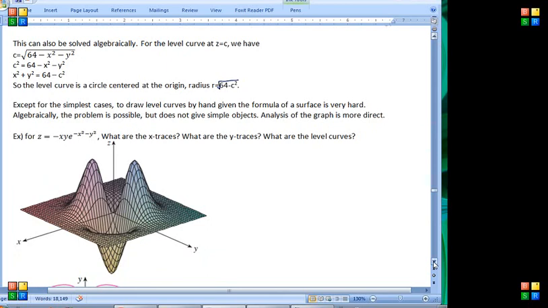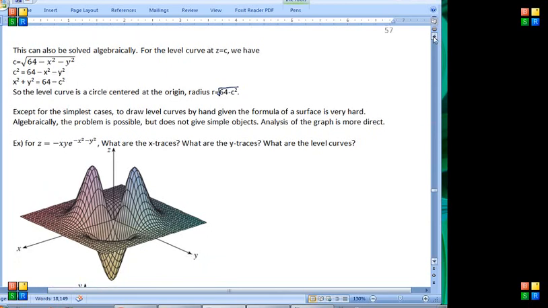So there's the surface. So what are the x traces? What are the y traces? What are the level curves? X traces is when x is constant. So an x trace is when x is constant.